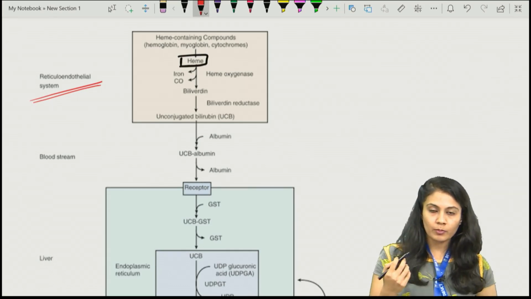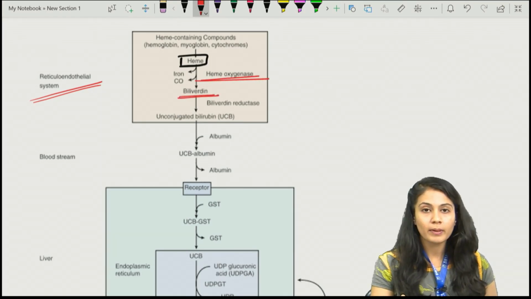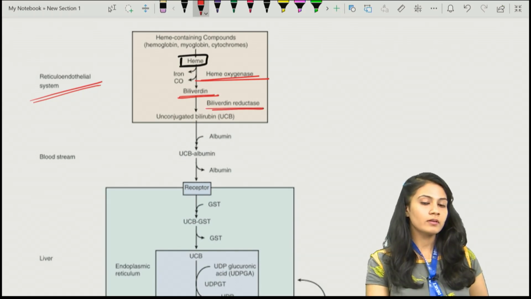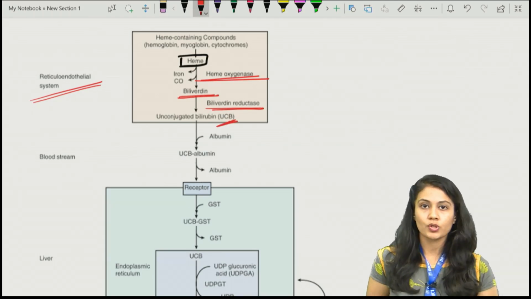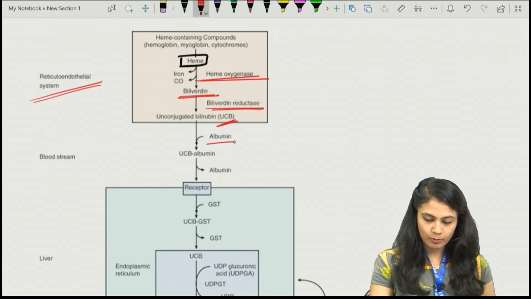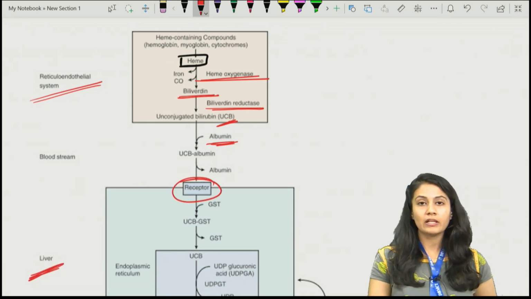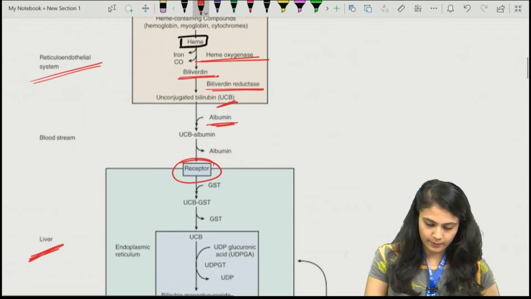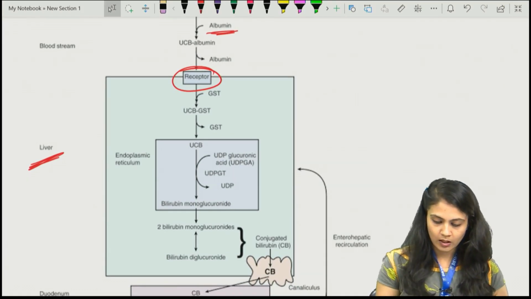As the iron and carbon monoxide are released with the help of heme oxygenase, it is converted into biliverdin, and with the help of biliverdin reductase, it is converted into unconjugated bilirubin in the spleen itself. Then, with the help of albumin, it is transported towards the liver, because the bilirubin cannot travel by itself in the plasma.